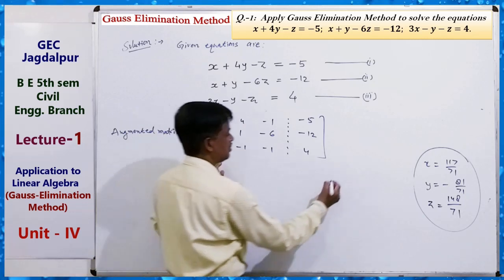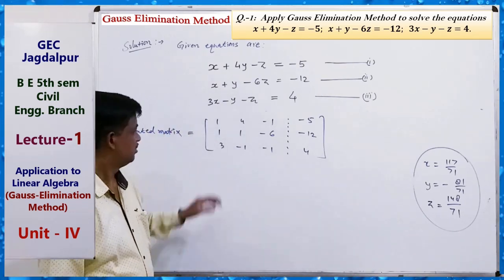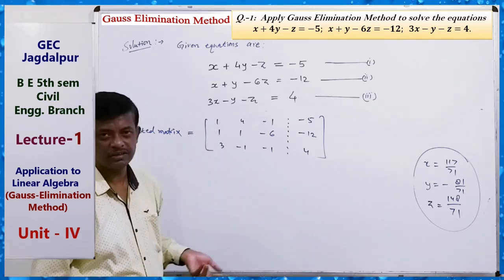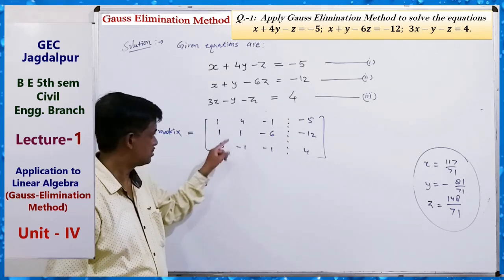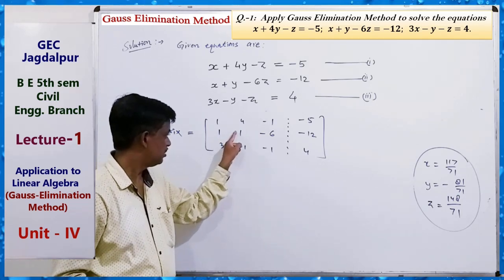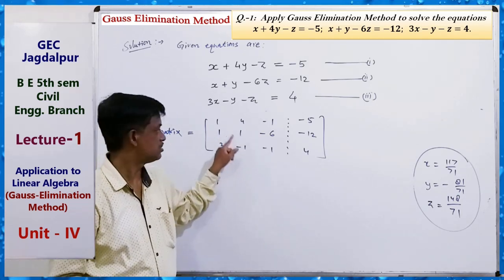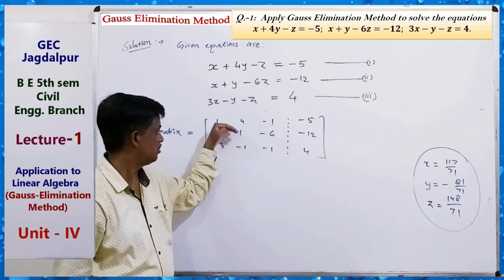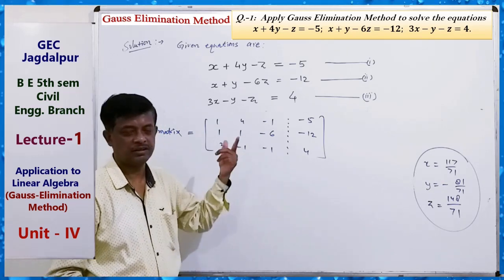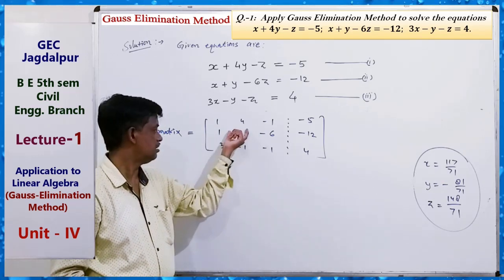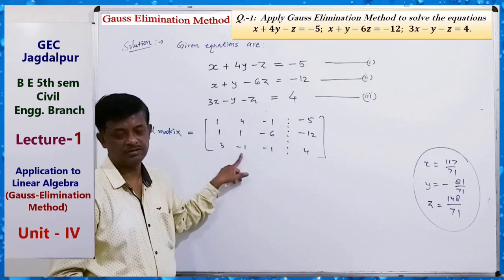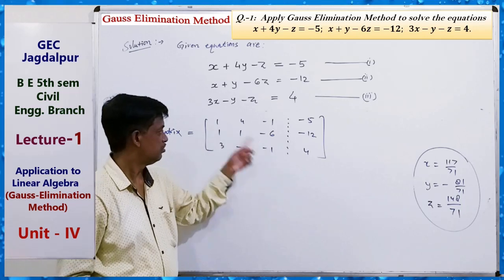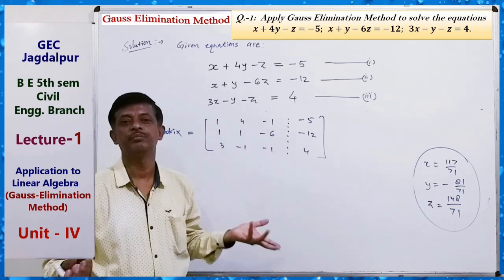Our target is that this and this should be 0. By using this we can do it. And after doing that, you have to make this element 0. If it is not 0, then interchange the third row and second row. Make this element 0 by using this. And finally we get an upper triangular matrix.